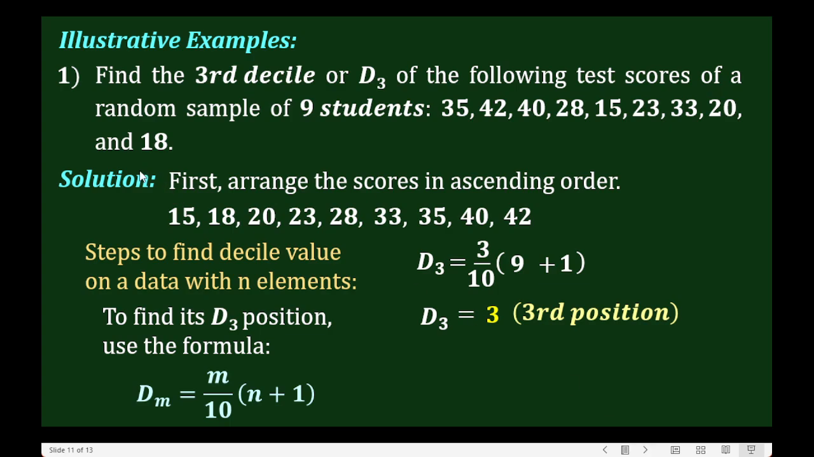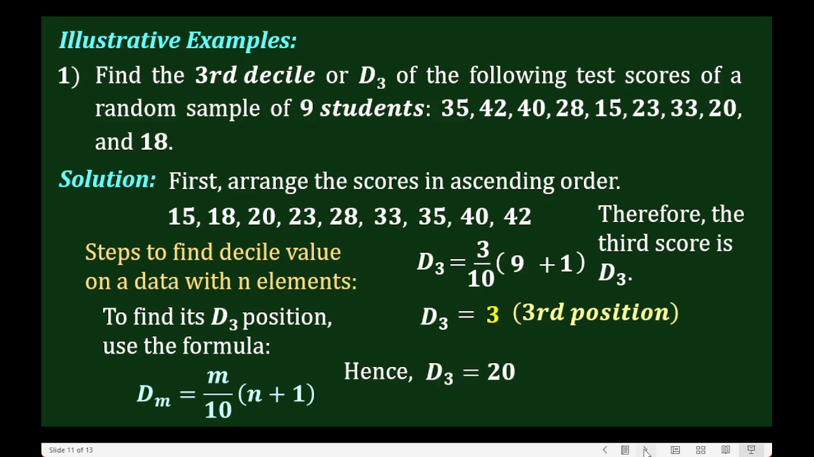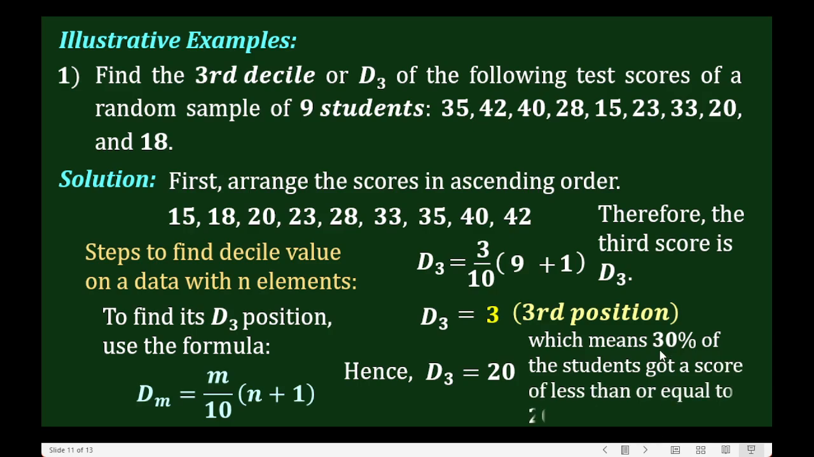And from here, from the sorted set of data, we locate the third position, and that is 20. Therefore, the third decile is actually 20, which means 30% of the students got a score of less than or equal to 20. Yun ang ibig sabihin nun. Okay?